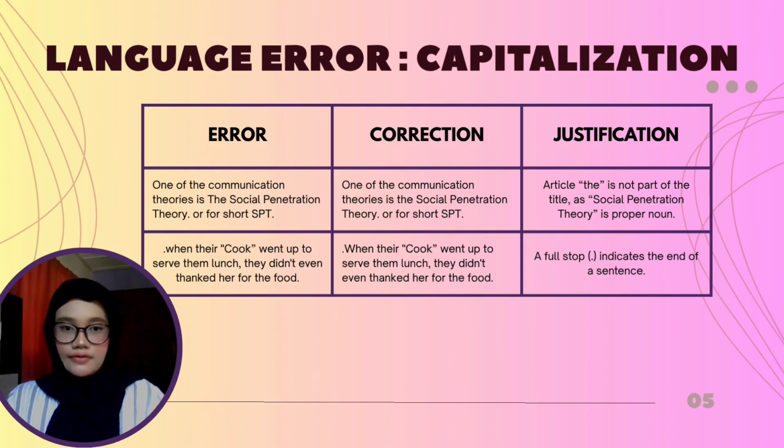Let's look at the first capitalization error. In the first error, the article "the" was incorrectly capitalized inside a proper noun phrase. Social penetration theory is a proper noun. Article "the" is not part of the title, so it should not have been capitalized. In the second error, we can see that the alphabet W is not in uppercase. A full stop indicates the end of a sentence. The next word must begin with a capital letter to establish a clear sentence boundary.